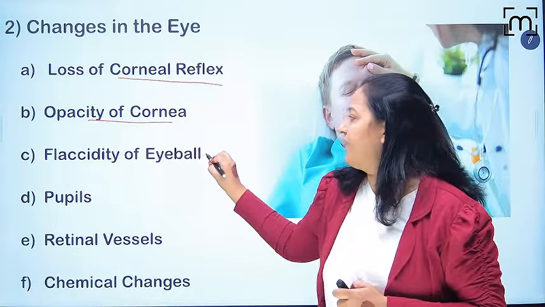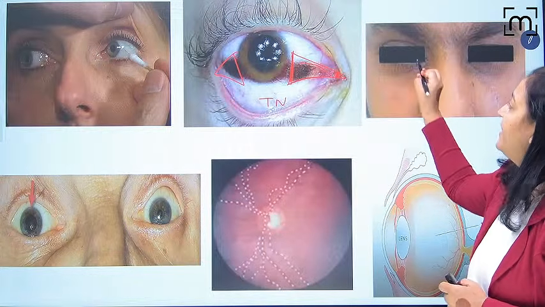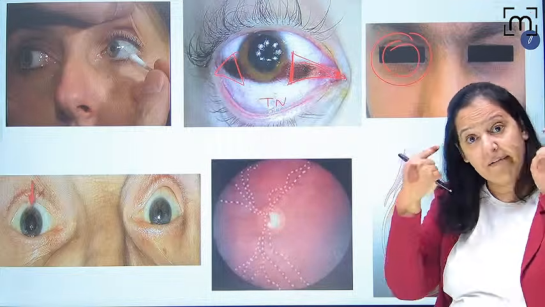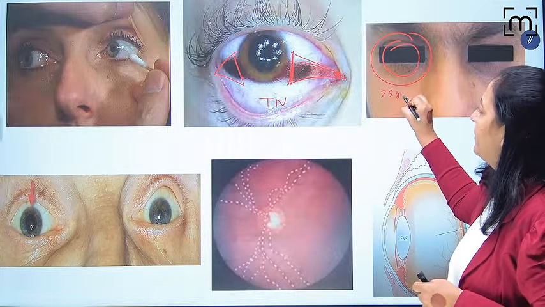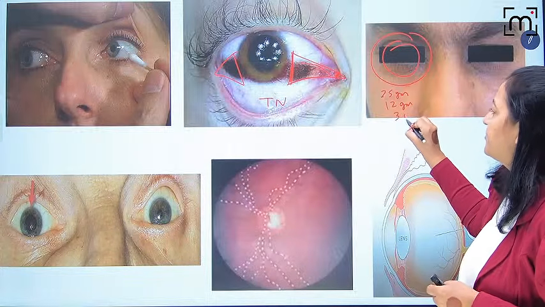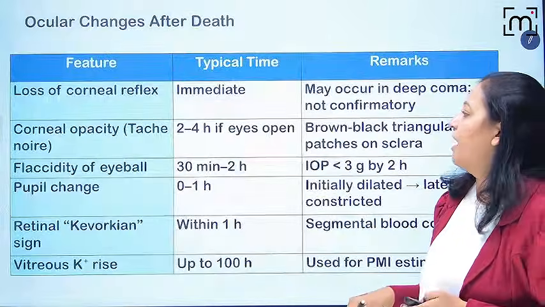Okay, third, flaccidity of the eyeball. As soon as death occurs, the intraocular tension reduces and the eyeball keeps on sinking. It is sunken inside because during life the pressure is 25 gram. Immediately after death, it becomes 12 gram, after half an hour it becomes 3 gram, and after 2 hours it becomes 0 gram. So the eyeball is sunken after death.